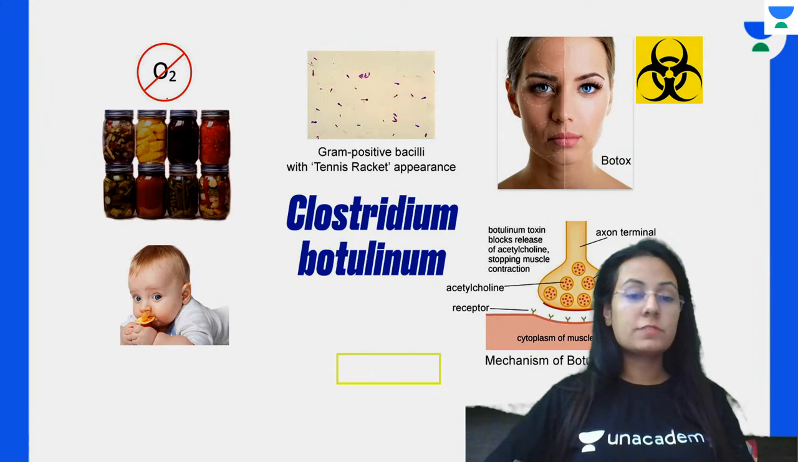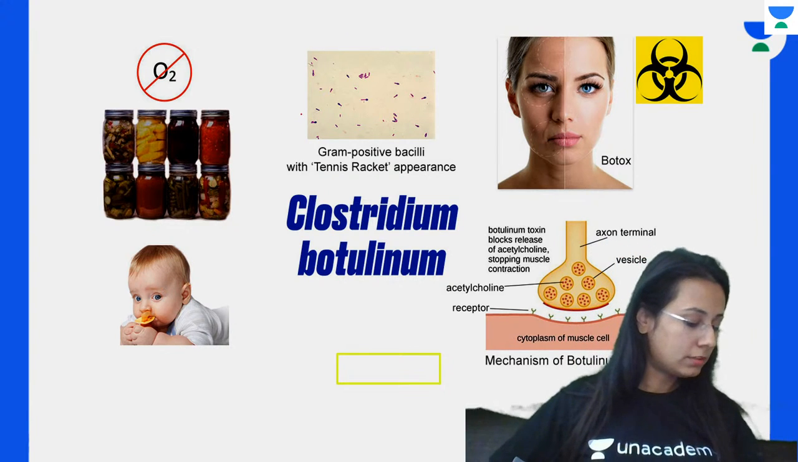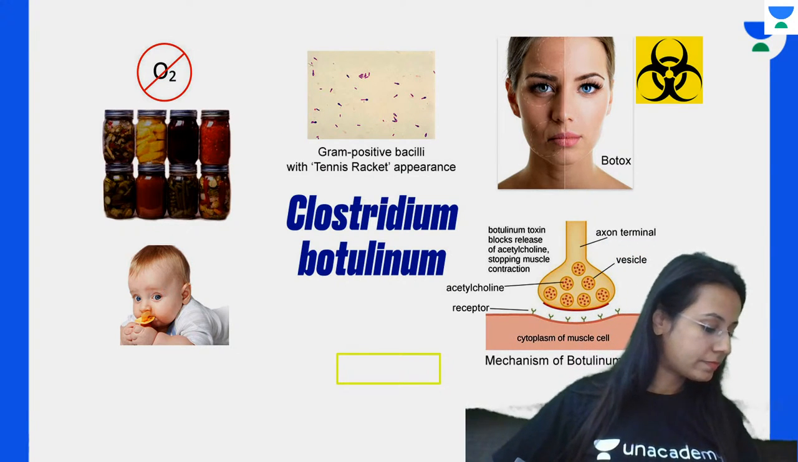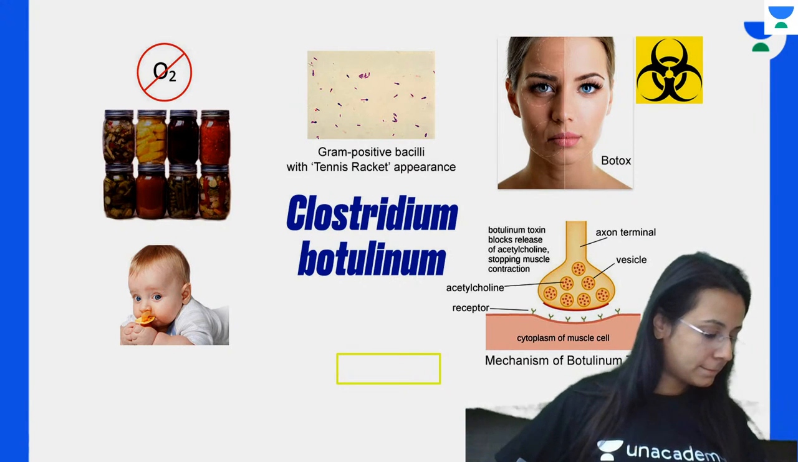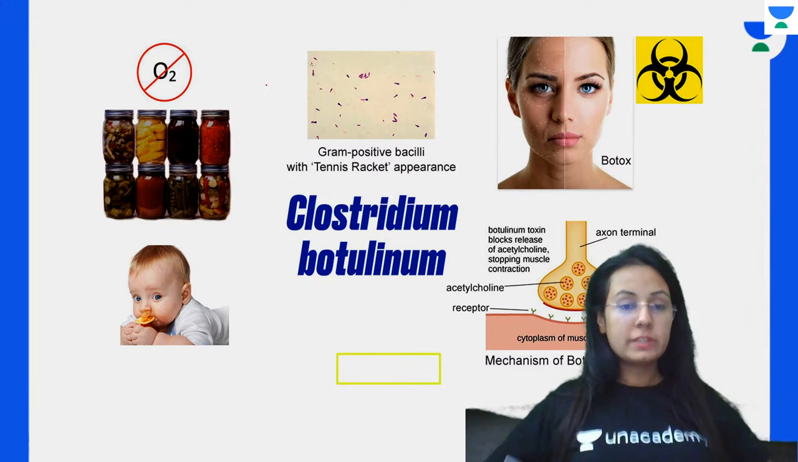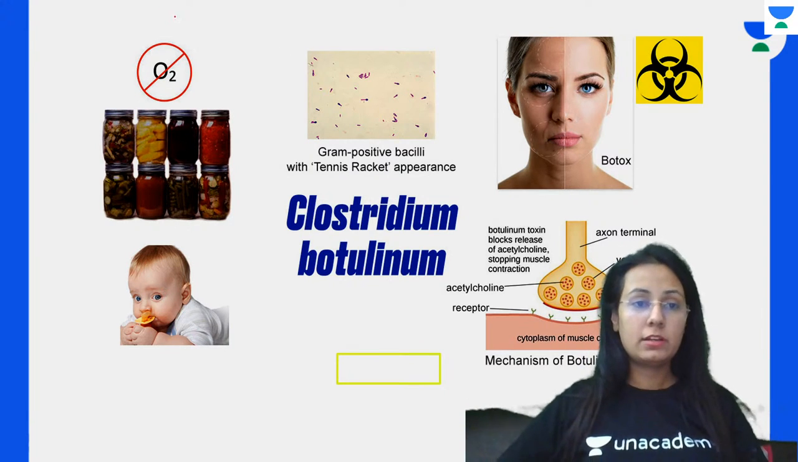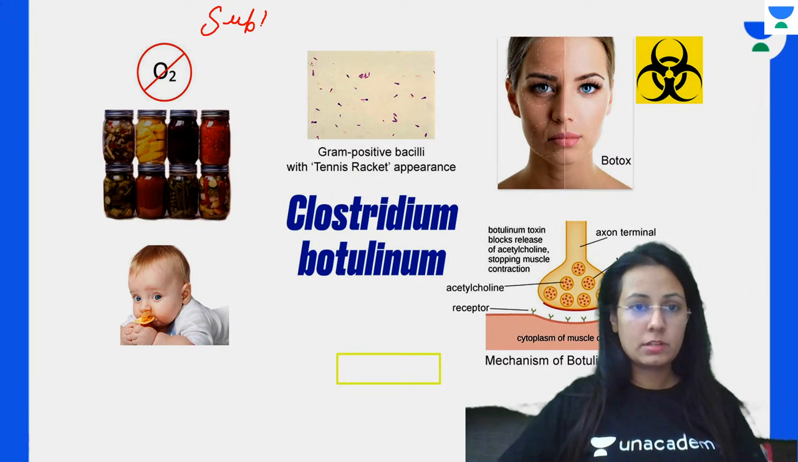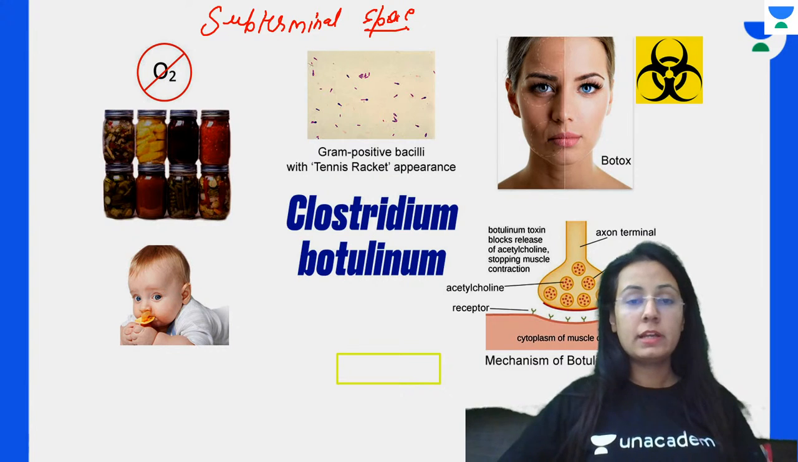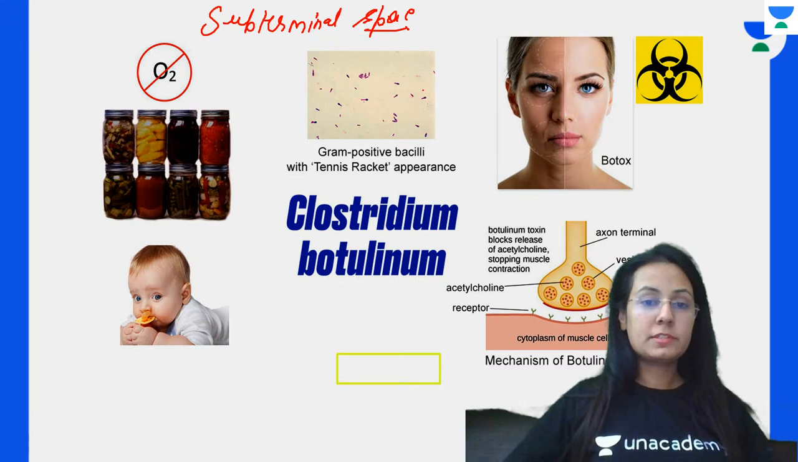We see this for the toxigenicity test. We do the toxigenicity test in the mice. Alright, so what is the next subfamily? Clostridium botulinum. Now, when we talk about Clostridium botulinum, it has subterminal spores, if you remember.